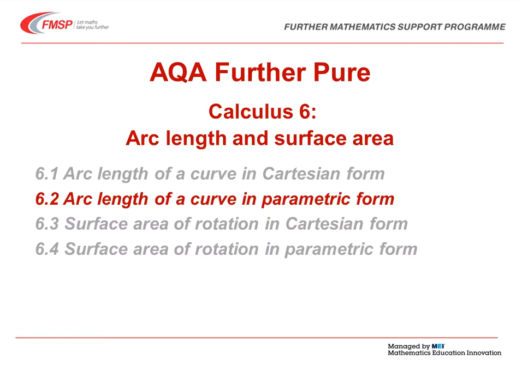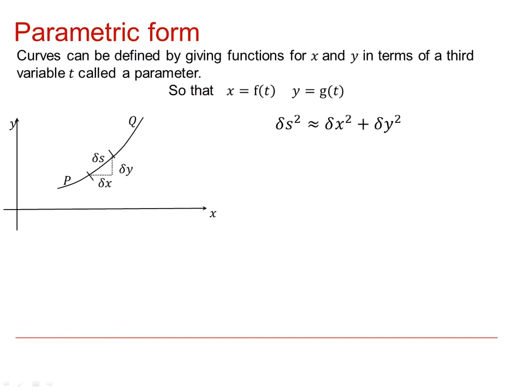This is a video for AQA Further Pure Mathematics, Calculus, Section 6.2, arc length of a curve given in parametric form. By parametric form then we mean when a curve is given as two separate functions for x and y in terms of a third variable called the parameter. Often we use t for the parameter. So for example we might have x is one function of t and y is a different function of t.